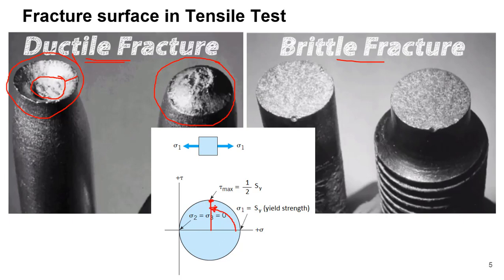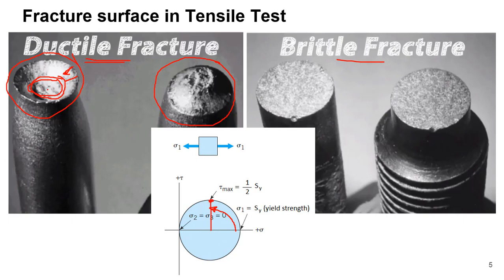So 90 degrees away in the axial direction in Mohr's circle means it will be 45 degrees. That is why the fracture initially takes place at a 45-degree angle. Because of the impurities and other things present within the material, this kind of fibrous appearance happens because of the plastic deformation and the hard impurities present within the material.